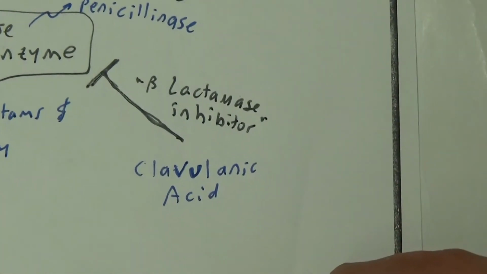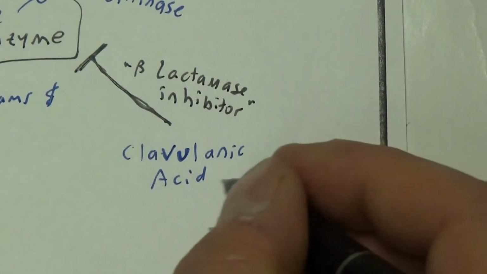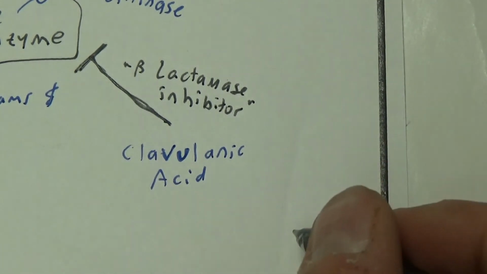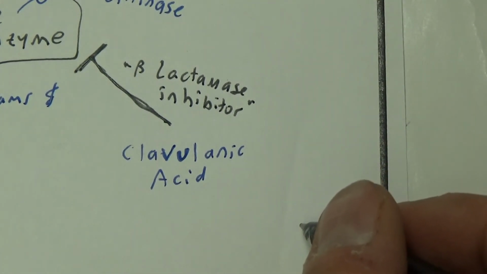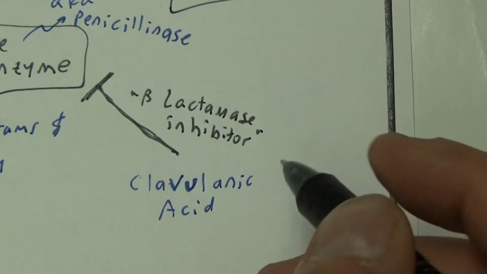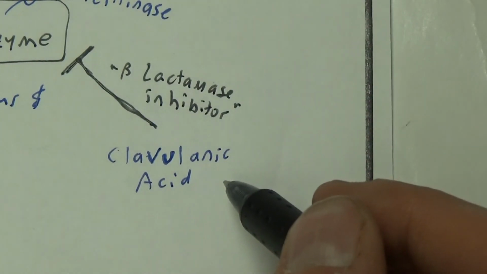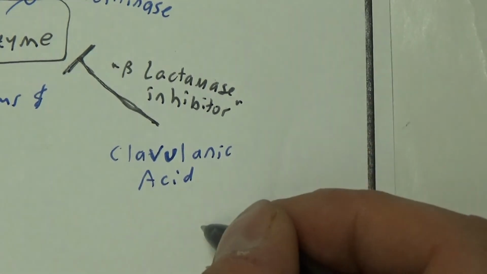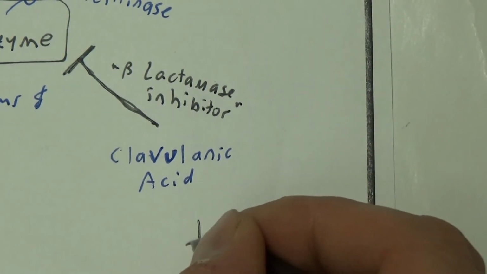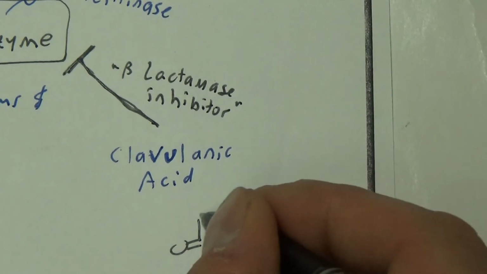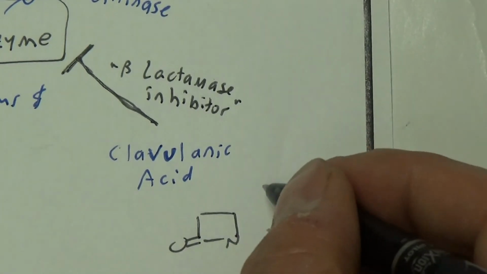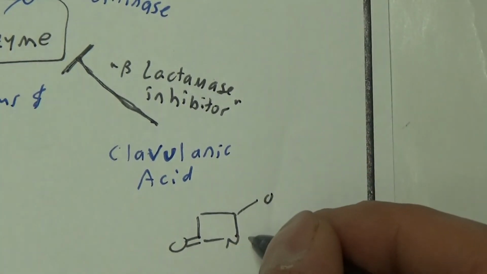Clavulanic acid. It's actually a beta-lactam itself, but it's not the same kind of beta-lactam that we use, like the way cephalosporins and penicillins work. But it is a beta-lactam, so the structure of clavulanic acid is actually a beta-lactam.